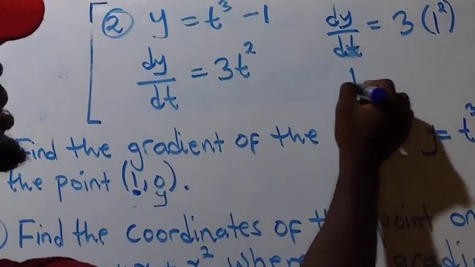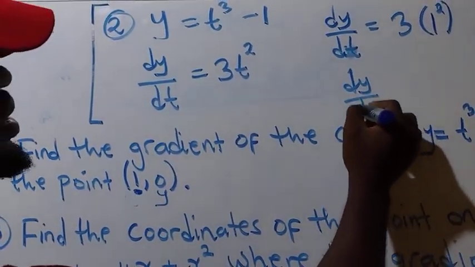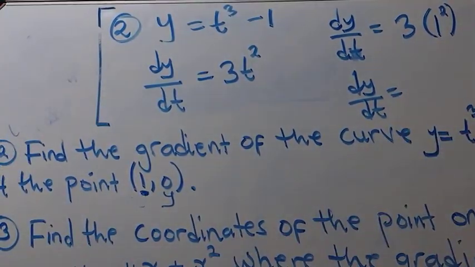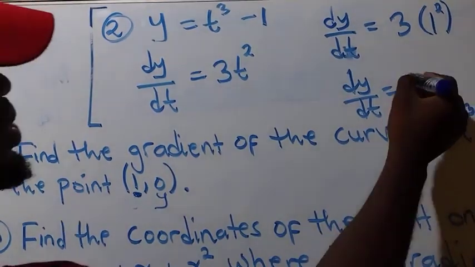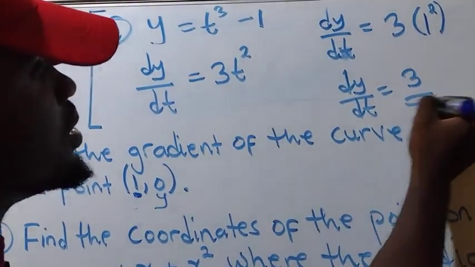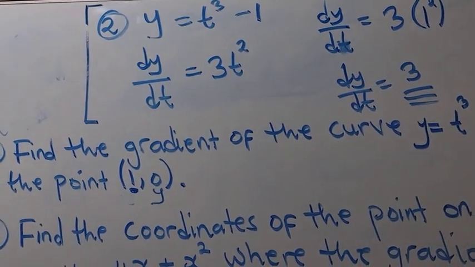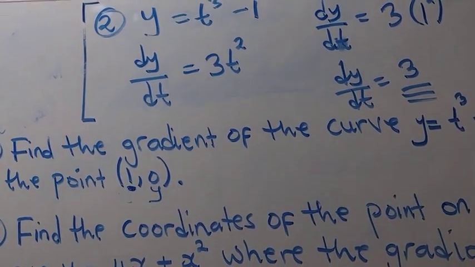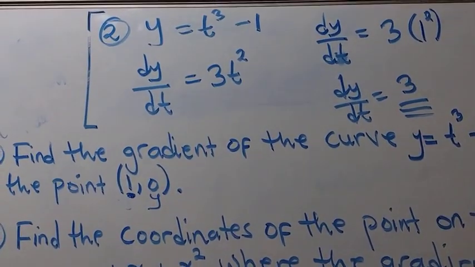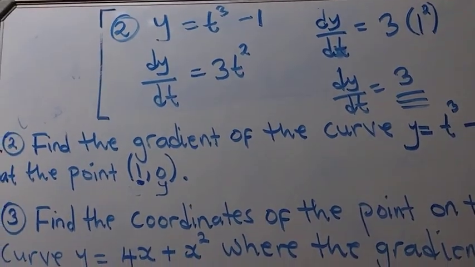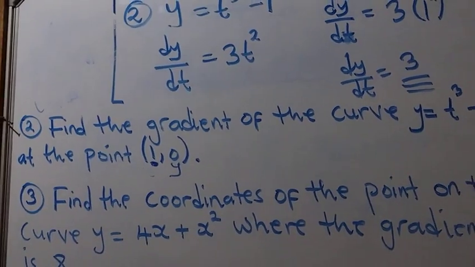So here dy/dt equals 1 squared, 1 times 1 gives 1, and 3 times 1 gives 3. This is the value of the gradient for this curve y equals t cubed minus 1. So we have answered question 2. We are now going to question 3.